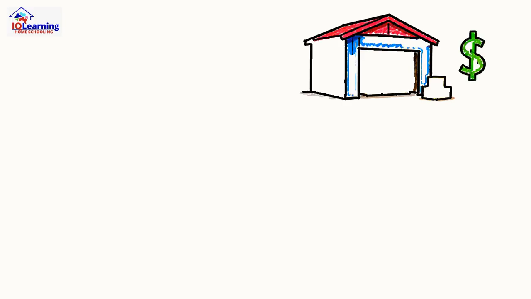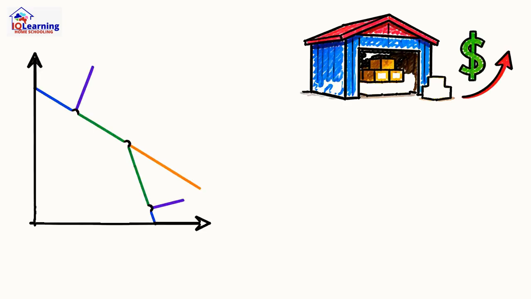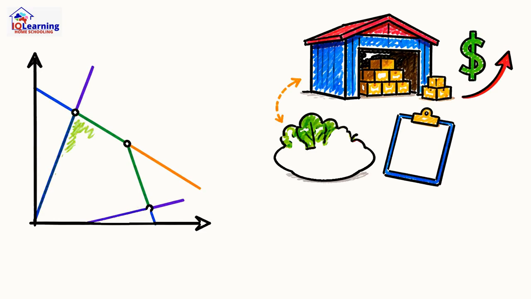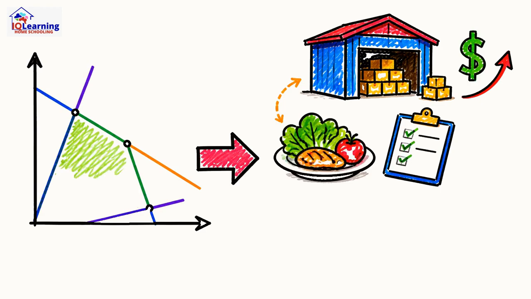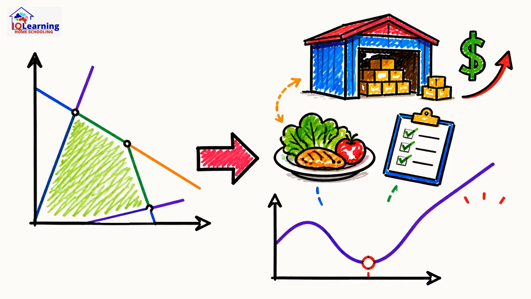But life isn't always linear. What if your storage costs aren't fixed? Or what if you need to minimize the cost of a diet while hitting specific calorie targets? That's where things get more complex.